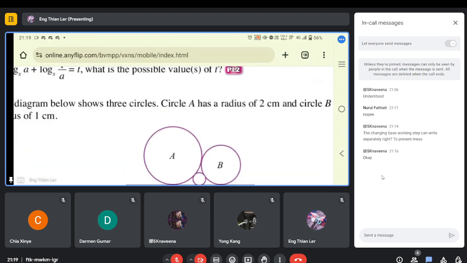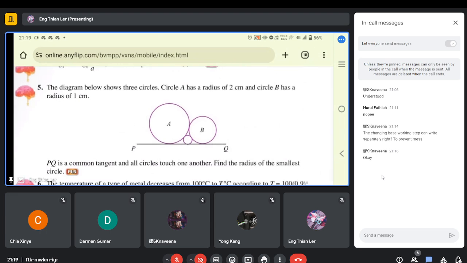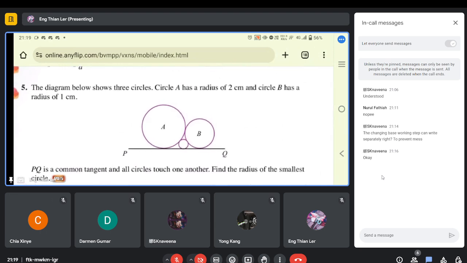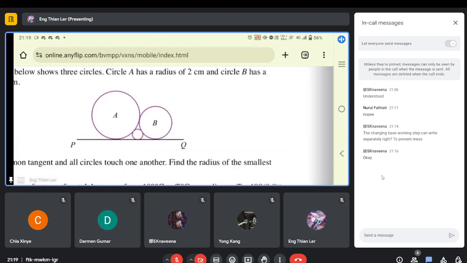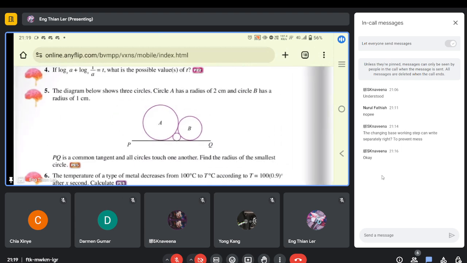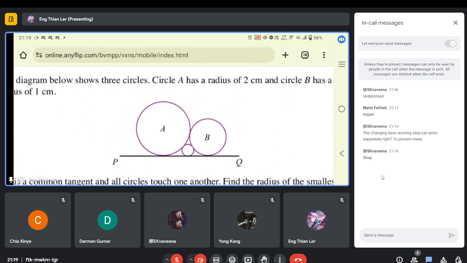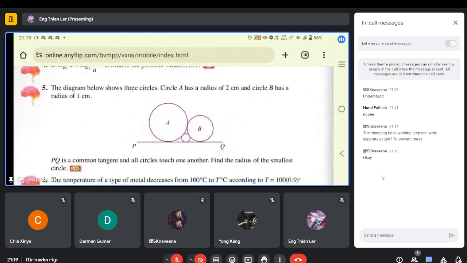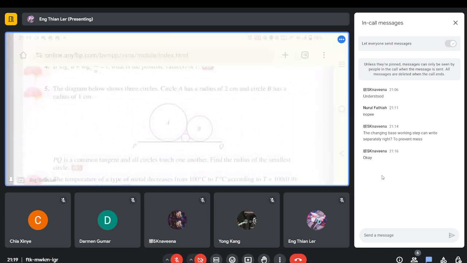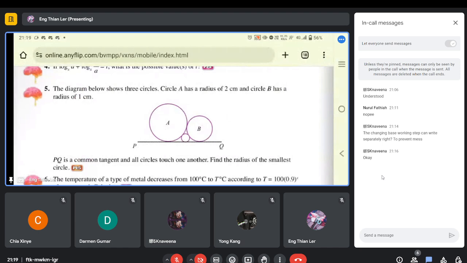Okay, look at this, number 5. This is EP5, that's why I choose this. The diagram below shows 3 circles. Circle A has a radius of 2, and circle B has a radius of 1. PQ is the common tangent of all the circles, touching one another. Find the radius of the small circle. We need to find this circle right here. So I don't want to draw, so I'm going to screenshot this. Very simple.